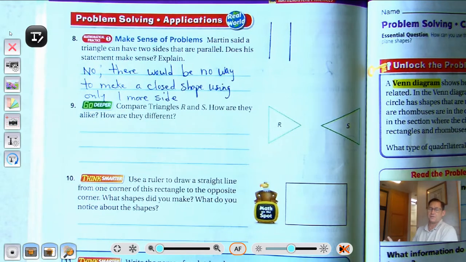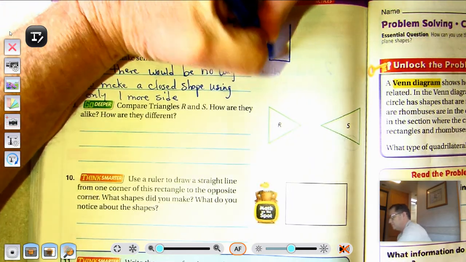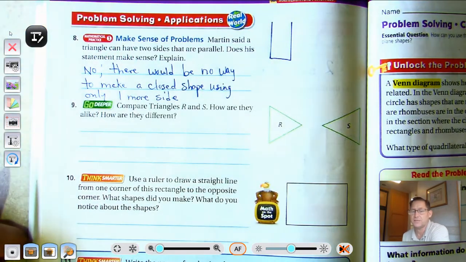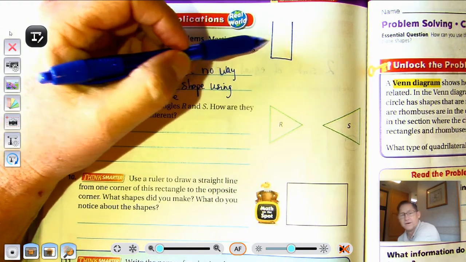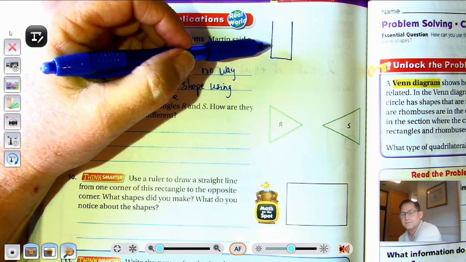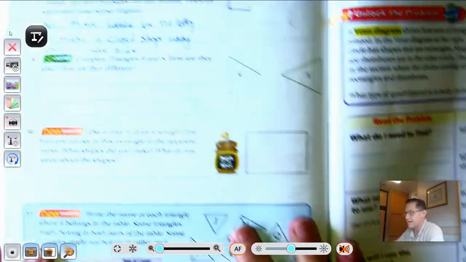Okay. Triangles only have three sides. So if I close it here, it's still open. That's not a triangle. Okay. So the least amount I could have with a parallel side is four sides. All right. So number 9.